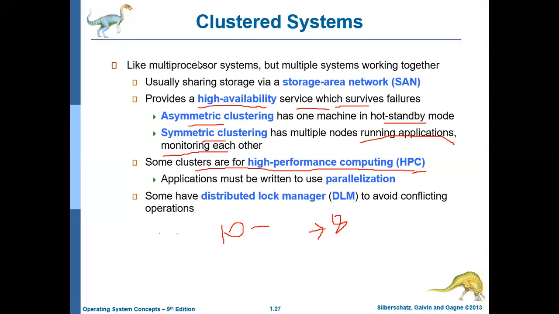The operating systems or the software running in a clustered system should be able to perform something called parallelization. The applications running in a clustered system should be able to achieve parallelization, because you have multiple nodes, and the work should be shared among all the nodes, and the application should be capable of doing that. So they should support parallelization. Parallelization means distributing the work among all the nodes.